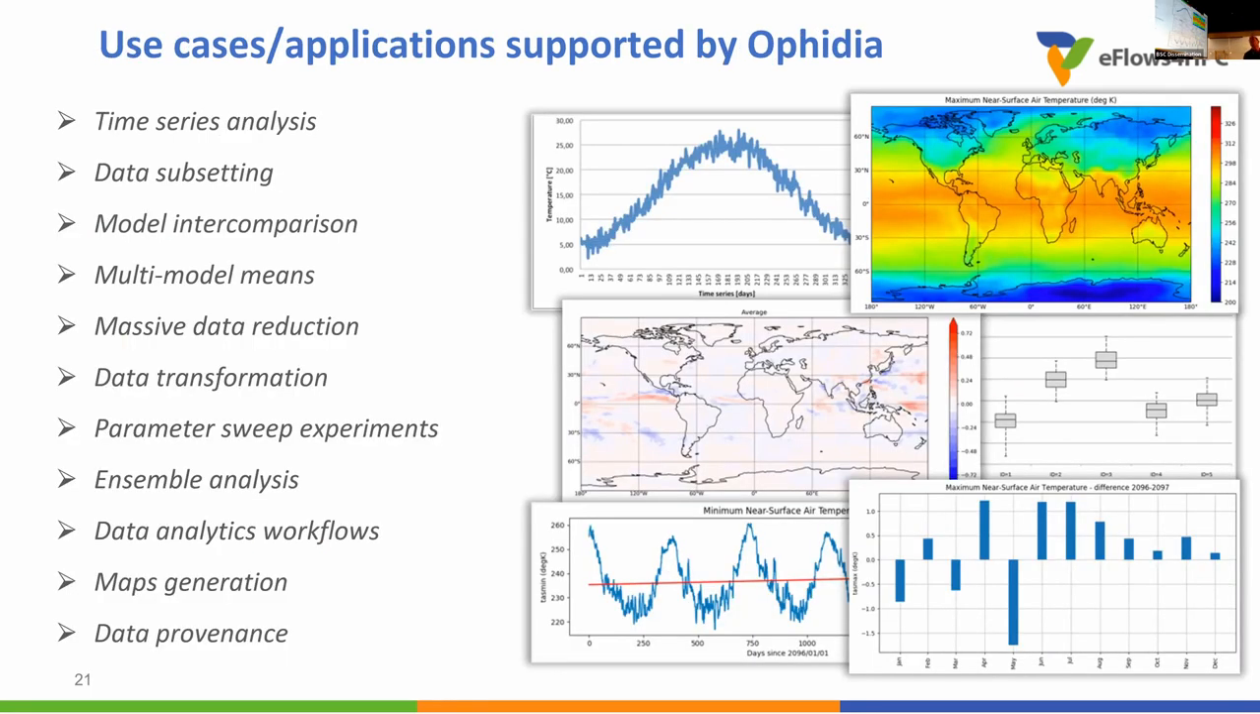This slide gives a brief overview of the main use cases and applications targeted by the system. So it supports time series analysis, since it provides a binary array data model. It also supports data subsetting and data reduction, as well as model intercomparison, multimodel means, ensemble analysis, and data provenance. And also through the Python extension, it allows to create maps by using other Python modules.